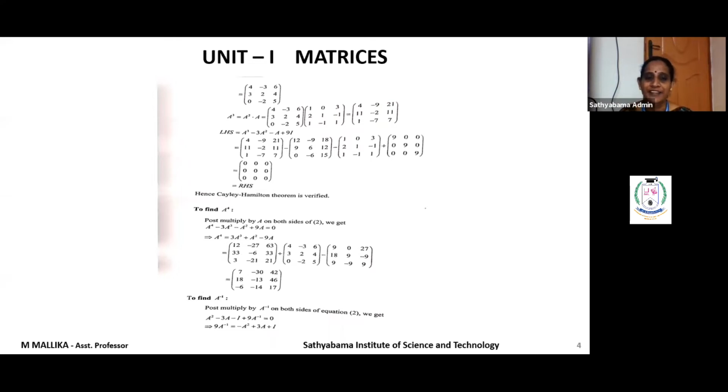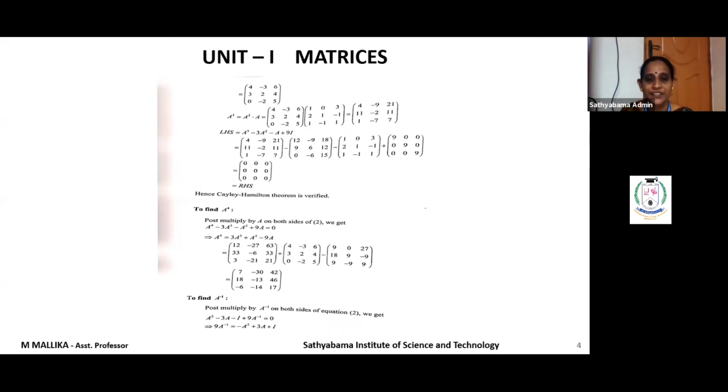Then to find A inverse, what is the procedure? Multiply the same equation number 2, namely A cube minus 3A square minus A plus 9I equal to 0, by A inverse. When you multiply the equation by A inverse, every power will get reduced by 1. So I'll be getting A square minus 3A minus I plus 9A inverse is equal to 0. From that, you want A inverse.